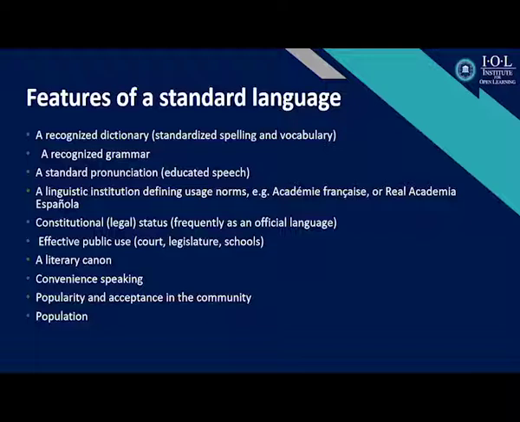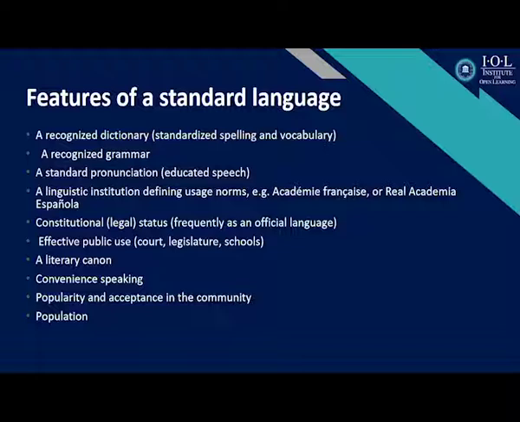Now, what are the features of a standard language? A standard language has a recognized dictionary, standardized spelling and vocabulary. It has a recognized grammar and a standard pronunciation. It is a linguistic institution defining usage norms. It has a constitutional or legal status, such as first language, second language, or mother tongue. It also has effective public use.